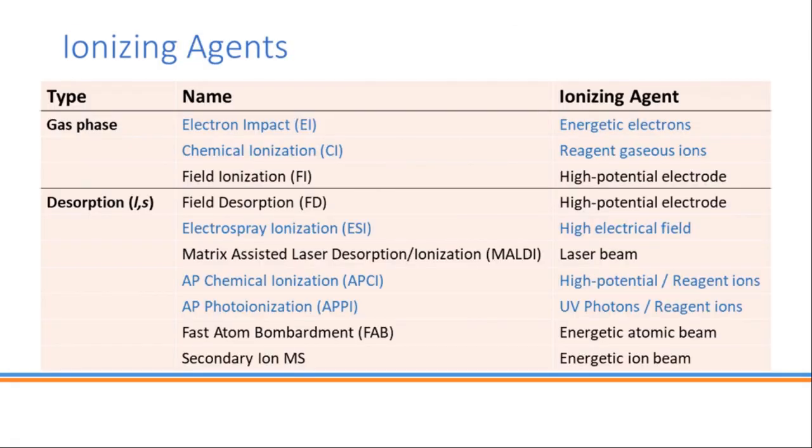So just very quickly, let's look at the ways that we create ions, how we apply energy. This is a listing of some common ones, some more used than others, and I'm highlighting the ones in blue that we'll talk about specifically. We can use electrons or reagent ions or high potential electrodes, laser beams, anything that we can do to impart energy onto the molecule in order to get it over that ionization potential.